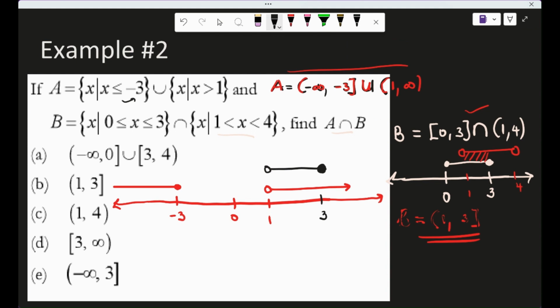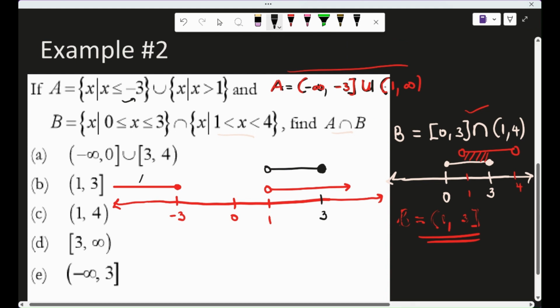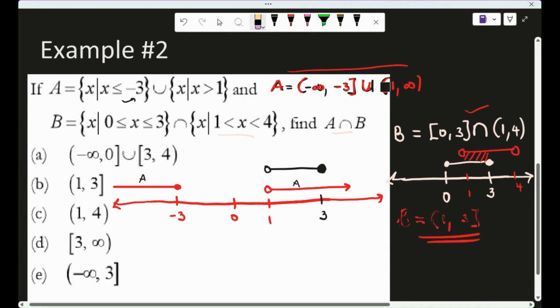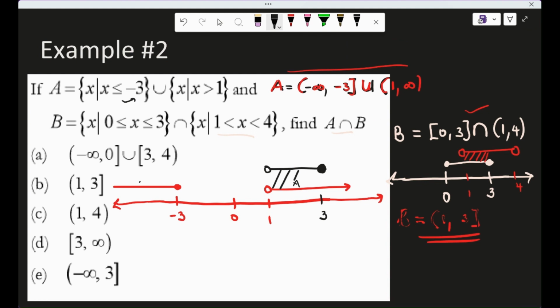So you see, where do we have the intersection? The red one is part of A, this is part of A, but this is our B, the black line. So you can see where the intersection will be. The intersection will be where they meet, which is just this portion here.